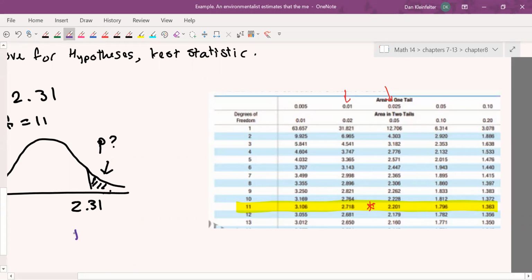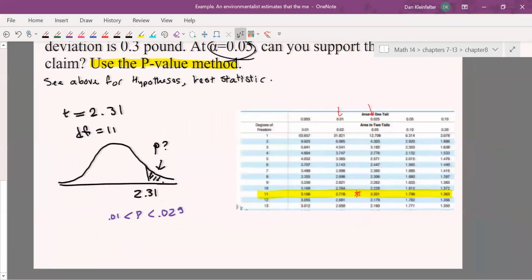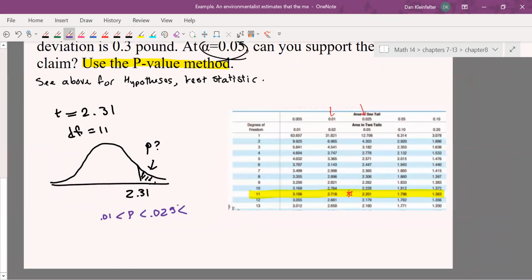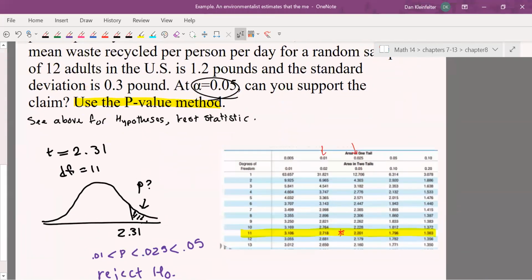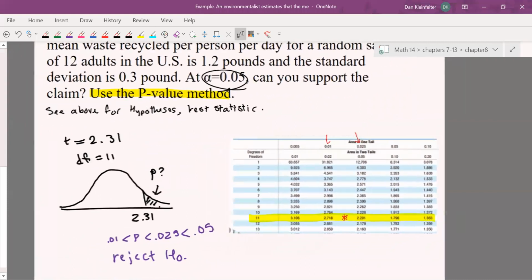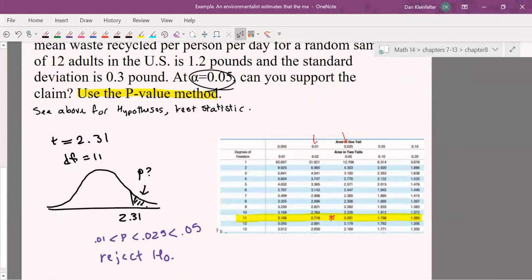So that means that the p is at least 0.01, but is less than 0.025, and that's the part that matters. Since the p is less than 0.025, that is less than our alpha, which was 0.05, and so we are able to reject H0. And then the conclusion is the same, that it supports the environmentalist's claim.